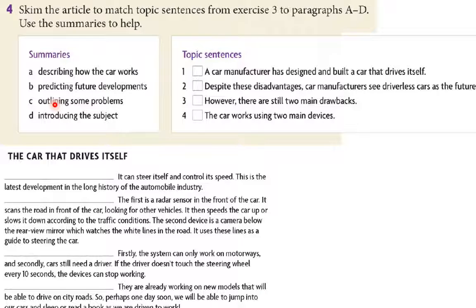C, outlining some problems. Problems means disadvantages or drawbacks. So, number 3, however, there are still two main drawbacks, matches with summary C. D, introducing the subject, matches with sentence A.